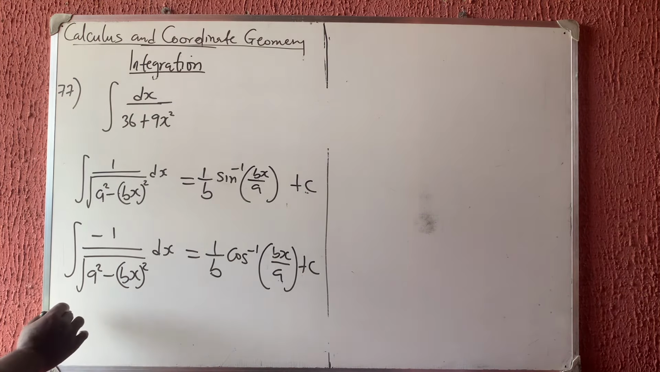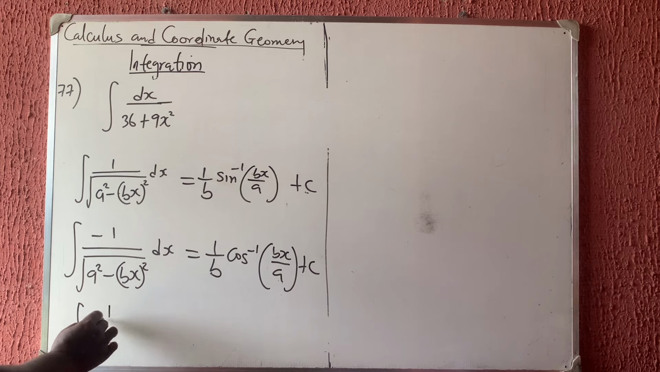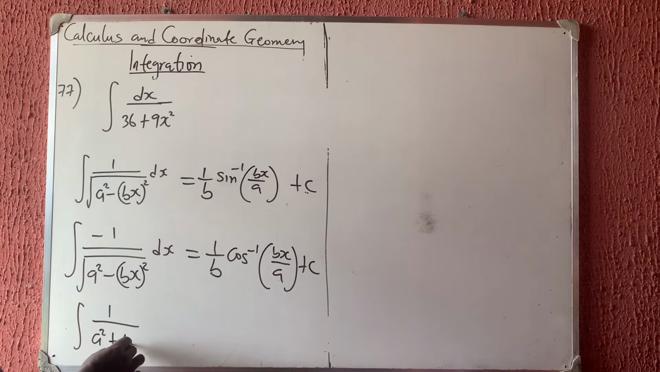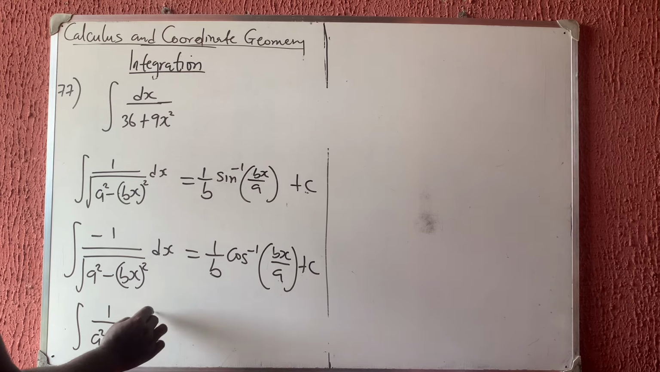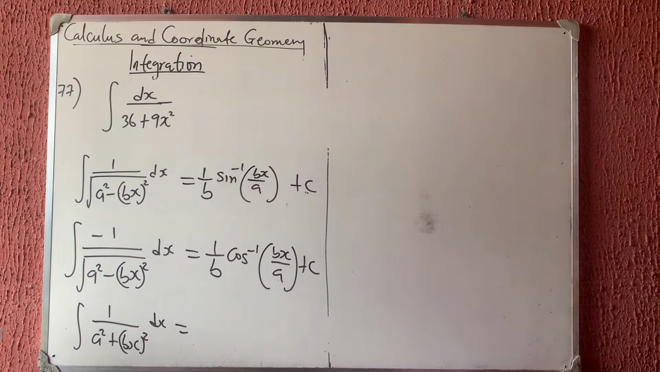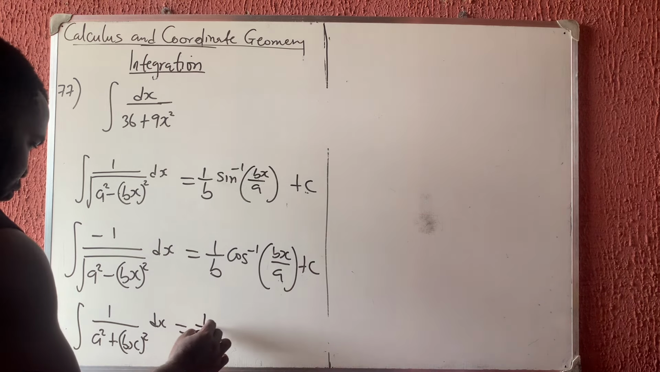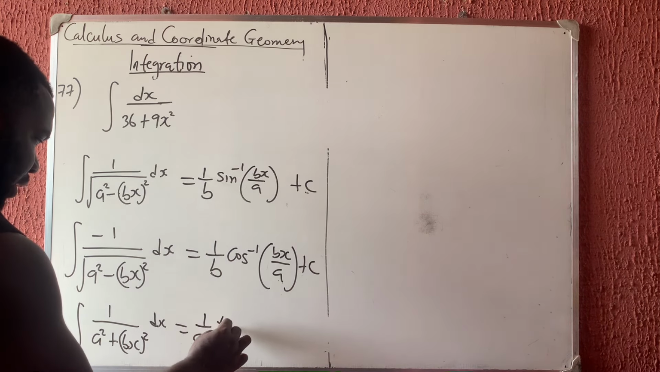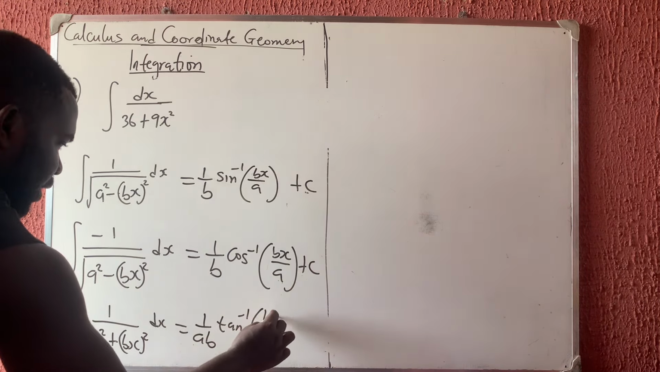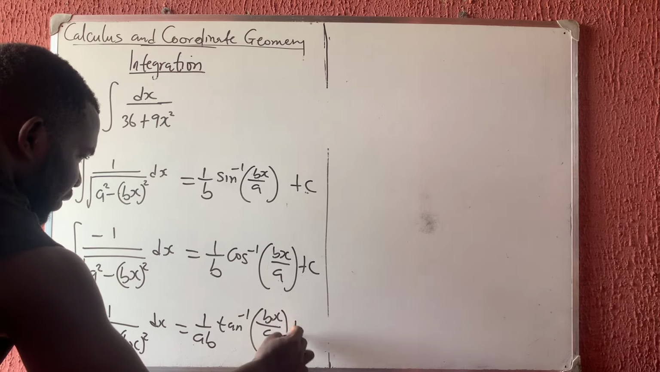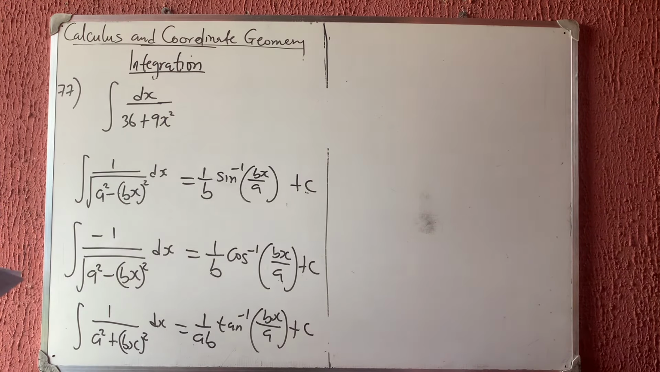Now, the next one is the integral of 1 over a squared plus bx all squared dx is equal to 1 over ab, the tan inverse of bx over a plus a constant. So these are the 3 formulas that are very, very important.